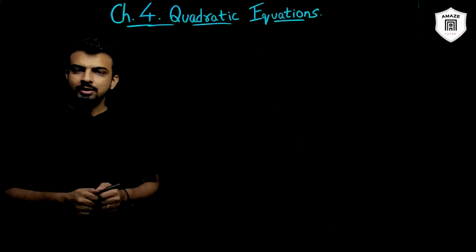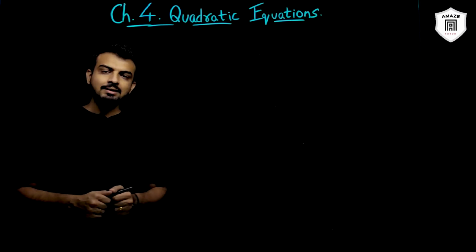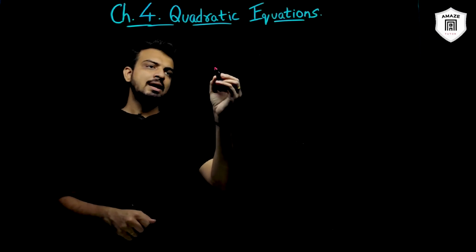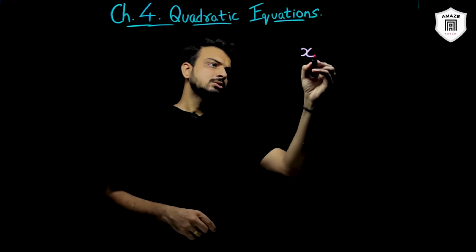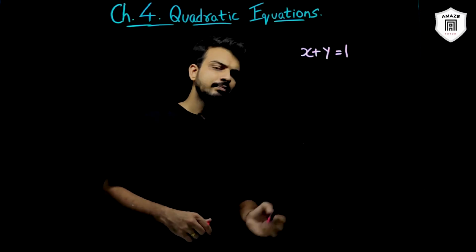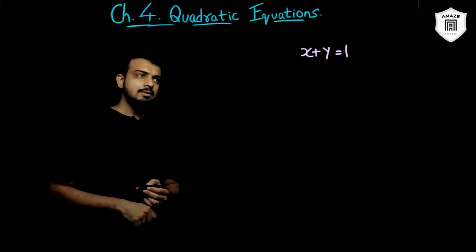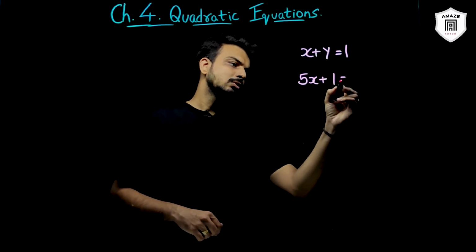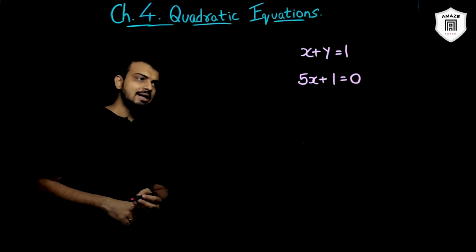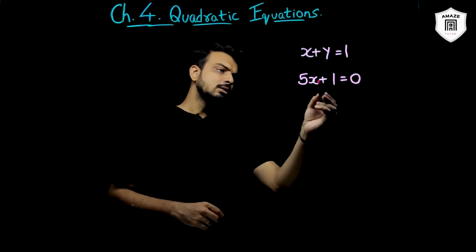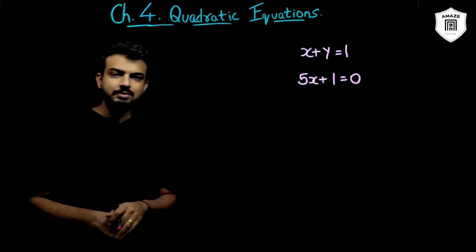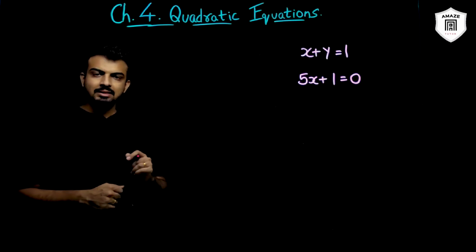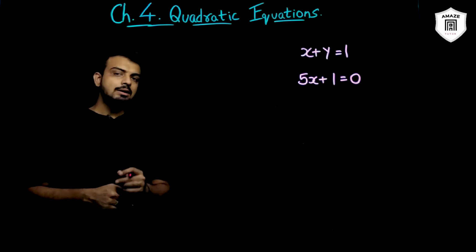As I have already covered in the previous chapter, an equation means wherever we are having an equal to sign, right? So if we are having, let's say, x plus y equals to 1, this is an equation, right? If I have, let's say, 5x plus 1 equals to 0, this is an equation, right? As we are having an equal to sign and there is something here in the LHS and here in the RHS, right?